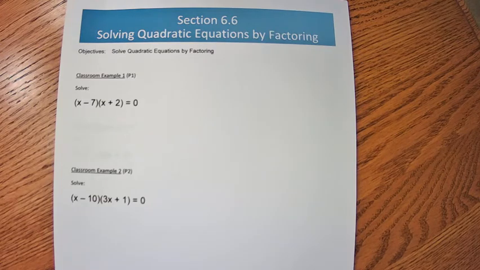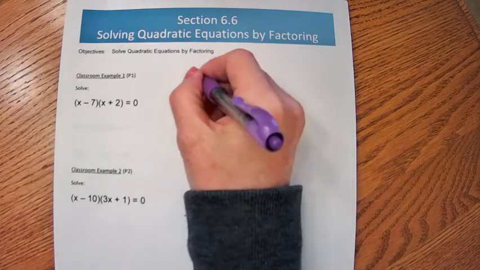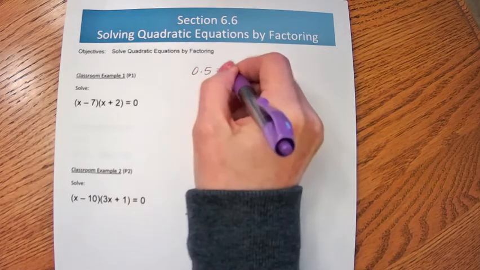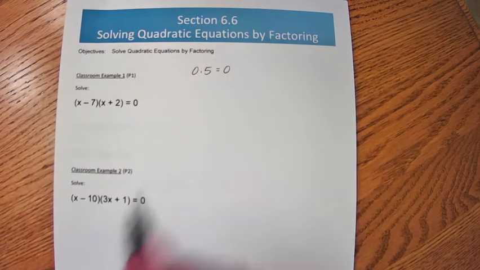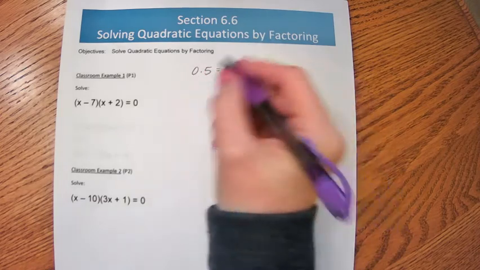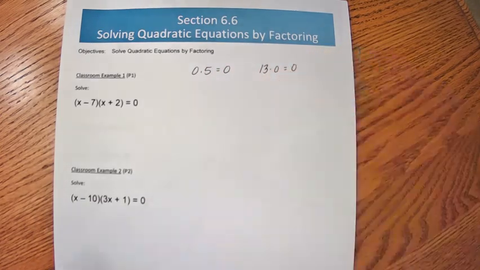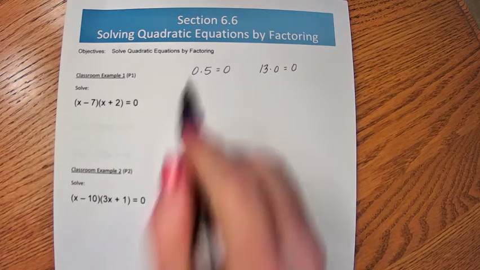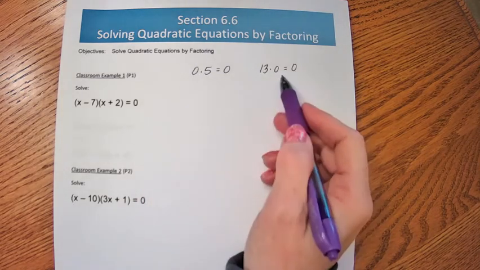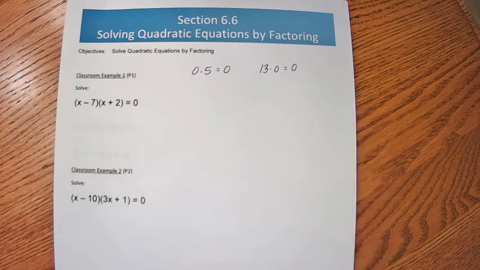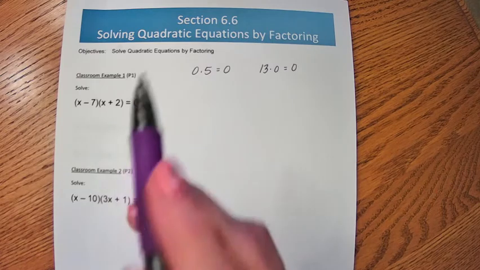And for this, we're going to use the zero property. Anything times 0 is 0. Here's 0 times 5. Or if I had 13 times 0 is 0. That's called the zero property. Whenever you multiply two expressions and one of them is a 0, your result is always going to be 0. We're going to use that to our advantage here as we solve quadratics.